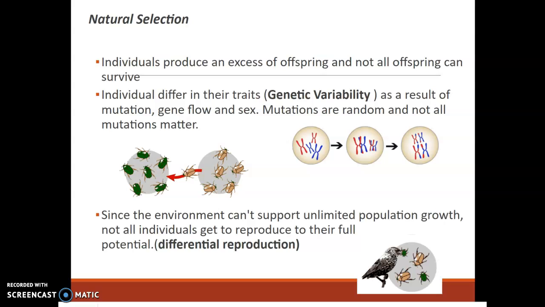Environments can't necessarily support unlimited population growth. We will talk about that in a few units up. But as individuals reproduce, some reach their full potential and then they continue to reproduce and propagate those genes. Others, not so much, right? So some people may not be able to have children, some people may.